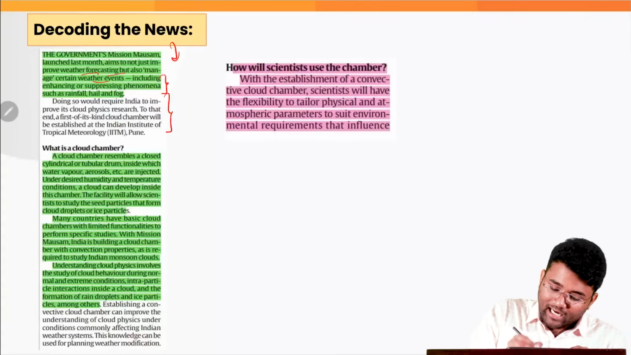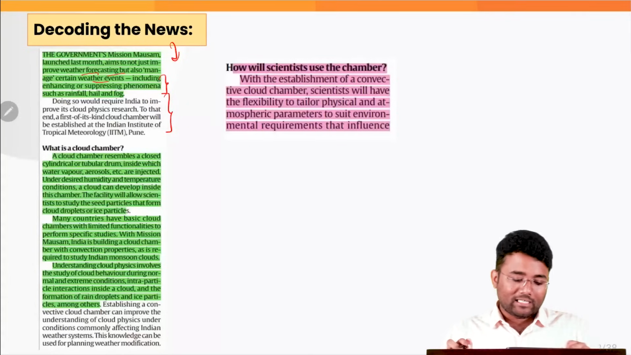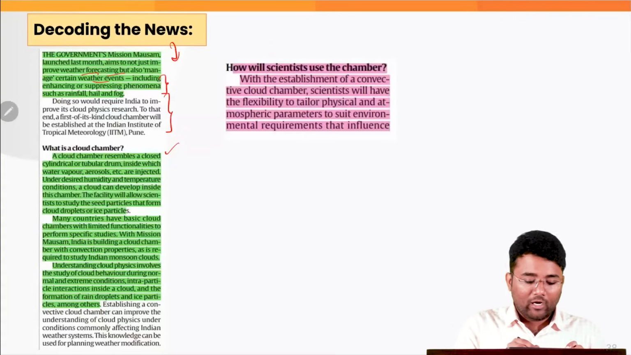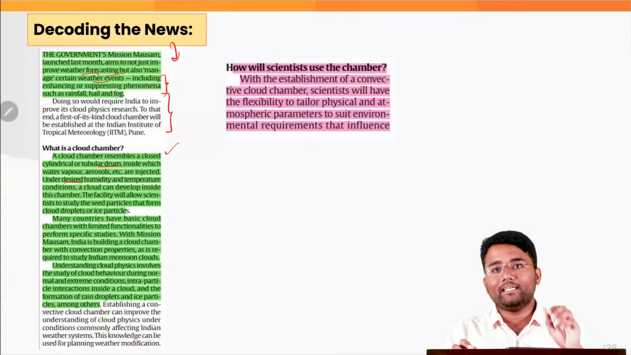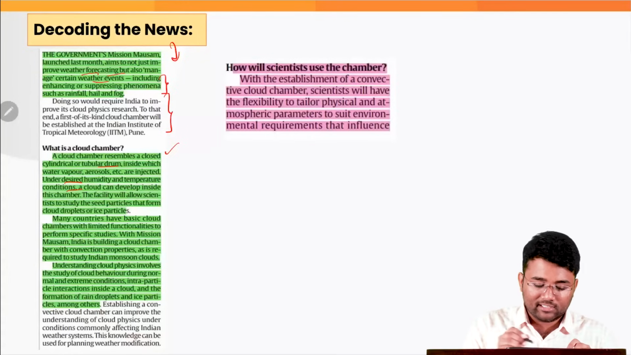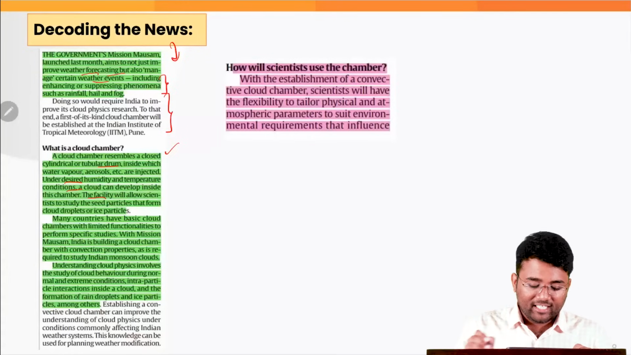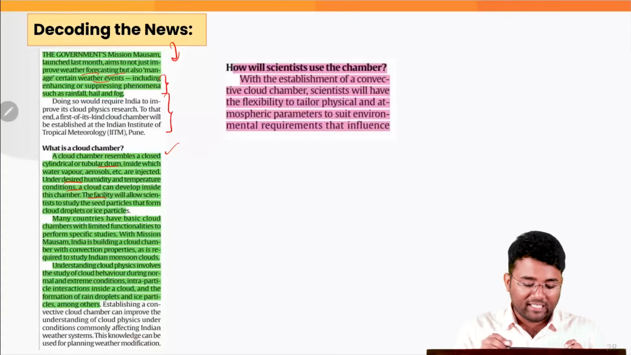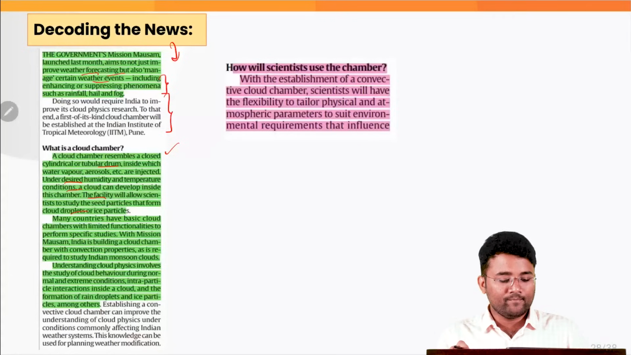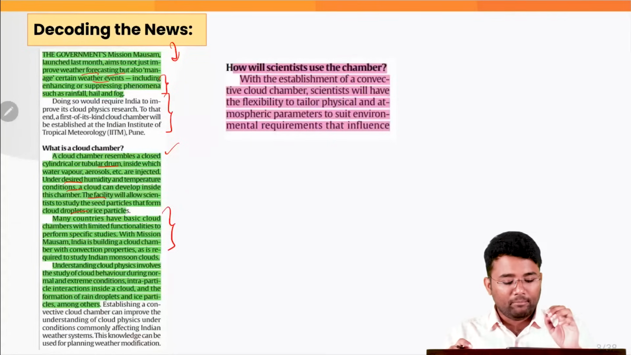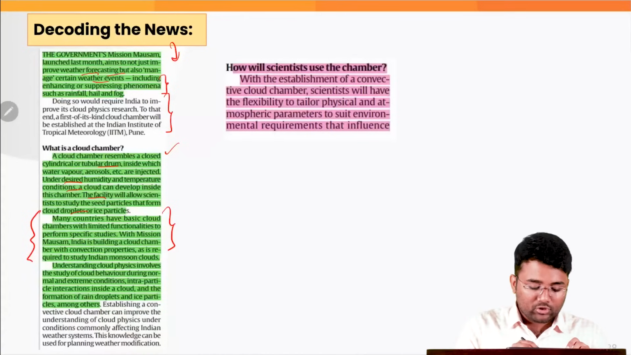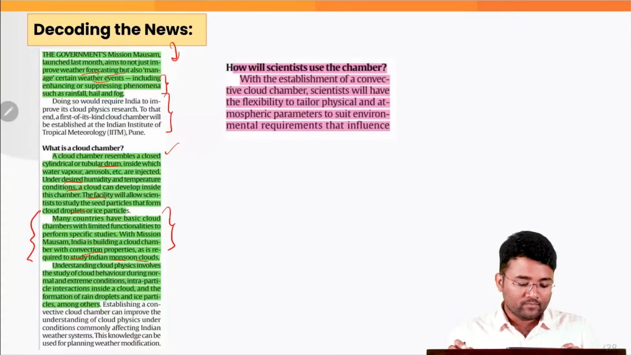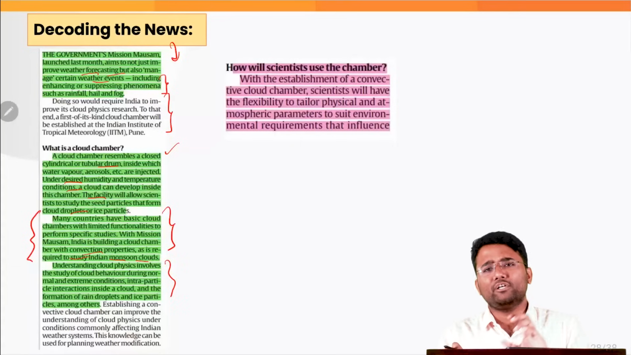But under this, they are trying to develop a cloud chamber. A cloud chamber resembles a closed cylindrical or tubular drum inside which water vapor, aerosols, etc. are injected under the desired humidity and temperature conditions. A cloud can develop inside this chamber, and this facility will allow scientists to study the seed particles that form the cloud droplets or ice particles. Many countries have basic cloud chambers with limited functionalities to perform specific studies. With Mission Mausam, India is building a cloud chamber with convection properties as required to study Indian monsoon clouds. Understanding cloud physics involves the study of cloud behavior, etc.